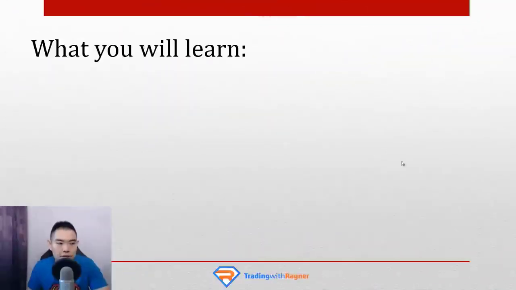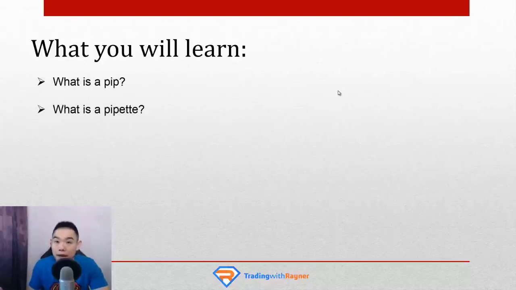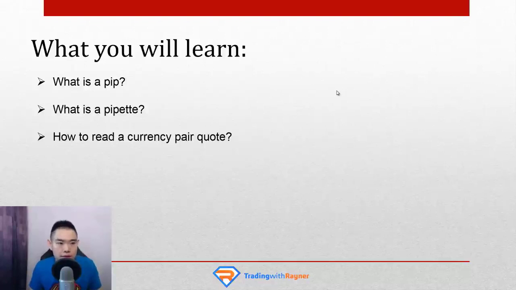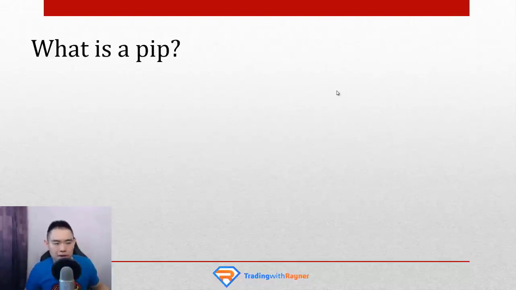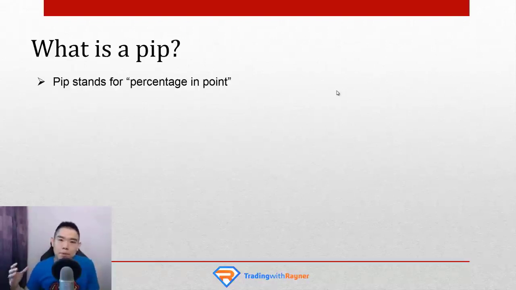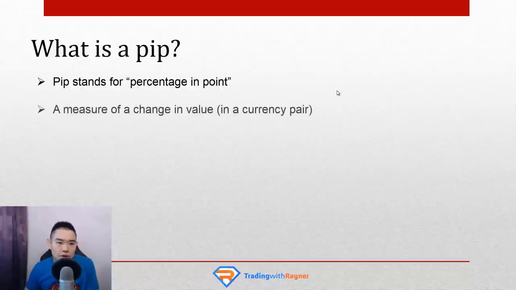So moving on in this section, you will learn number 1, what is a pip? Number 2, what is a pipette? And number 3, how to read a currency pair code. So let's get started. First and foremost, what is a pip? A pip stands for percentage in point. In essence, it is a measure of a change in value in a currency pair. Don't worry, we'll get to that later.